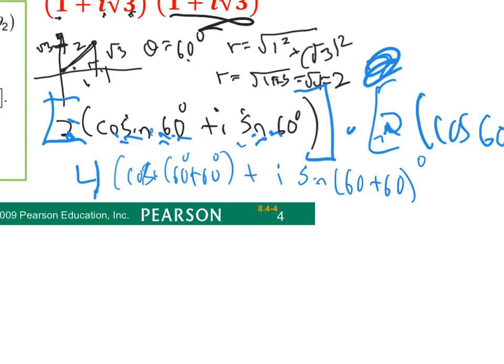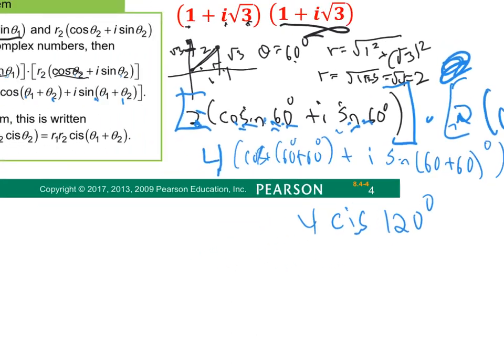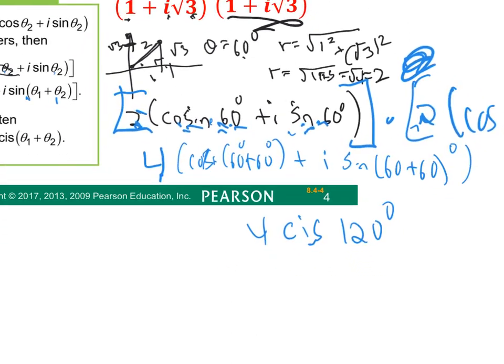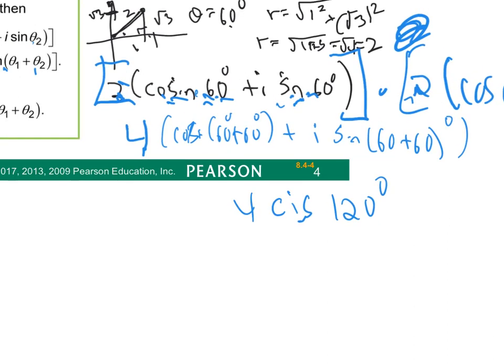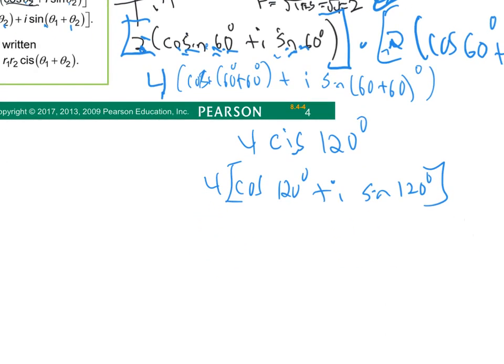So it breaks down into 4 CIS of what? 120 degrees. Okay, so that was just squaring it. Now I'm just curious, if I leave it the way it was and say 4 cosine of 120 degrees plus an I times sine of 120 degrees, what would that become? Let's see, 120, where's that at? 60's here, 120's out here, there it is.